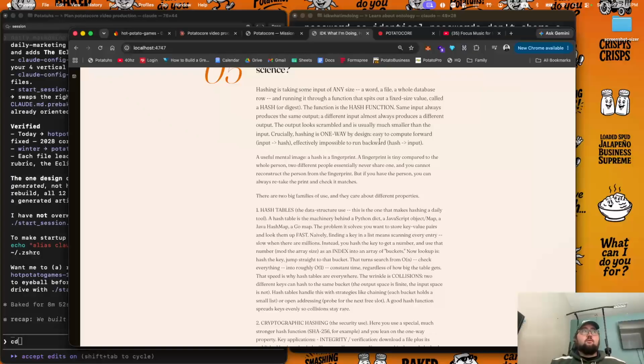So the whole story is really just a hash function. We are seeing how he gets hashed. Same input always produces the same output. A different input always produces a different output. The output looks scrambled and is usually much smaller than the input. Crucially, hashing is one way by design.